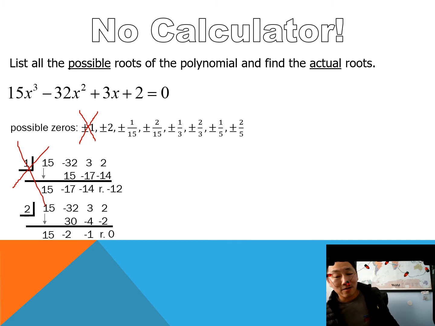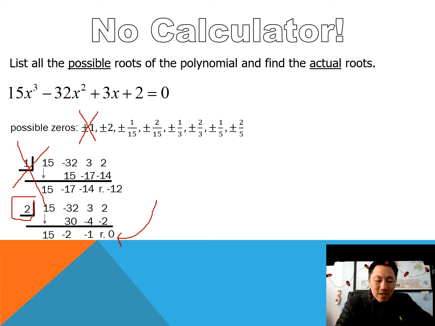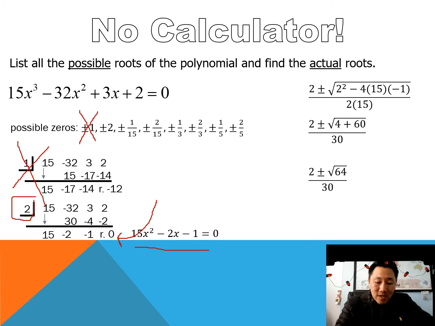We have remainder 0. So it turns out that 2 is an answer. We'll box that. And then from there, we're going to go ahead and write a new polynomial with these coefficients: 15x squared minus 2x minus 1. And then use the quadratic formula to get the other two answers.